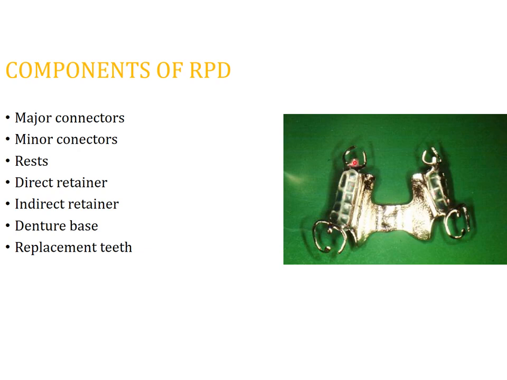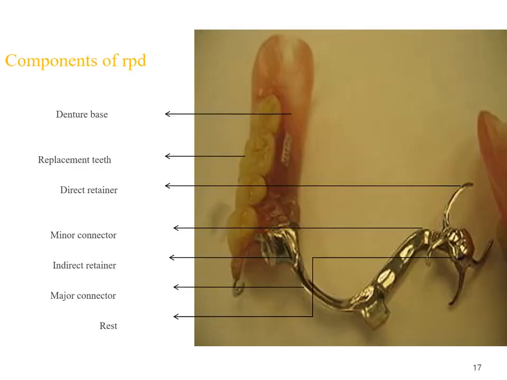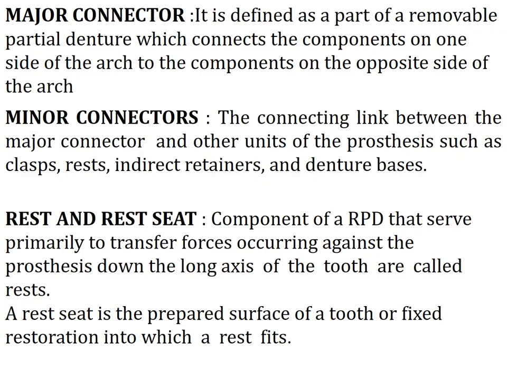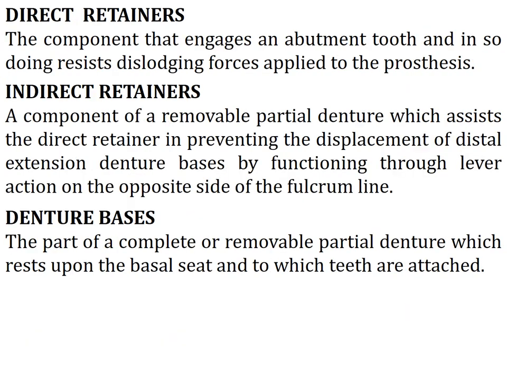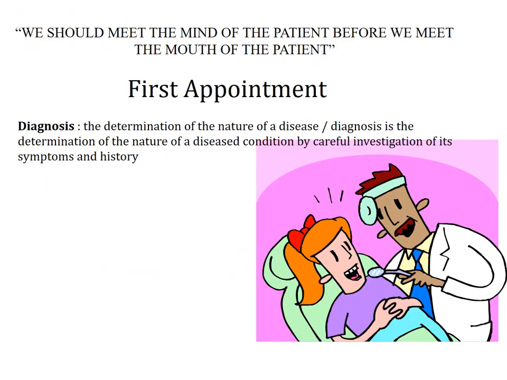Then these are the rests you can see, which are usually placed on the occlusal and incisal surfaces of the teeth, and they provide support. And then we have a direct retainer, that is your clasp, and then you have indirect retainers, which are not present in this picture, and we have the denture base, which covers over the minor connector, with the acrylic teeth. So these are the components of the RPD. Here you can see them more clearly. I've already mentioned this, so please go through all these definitions to get a better understanding.